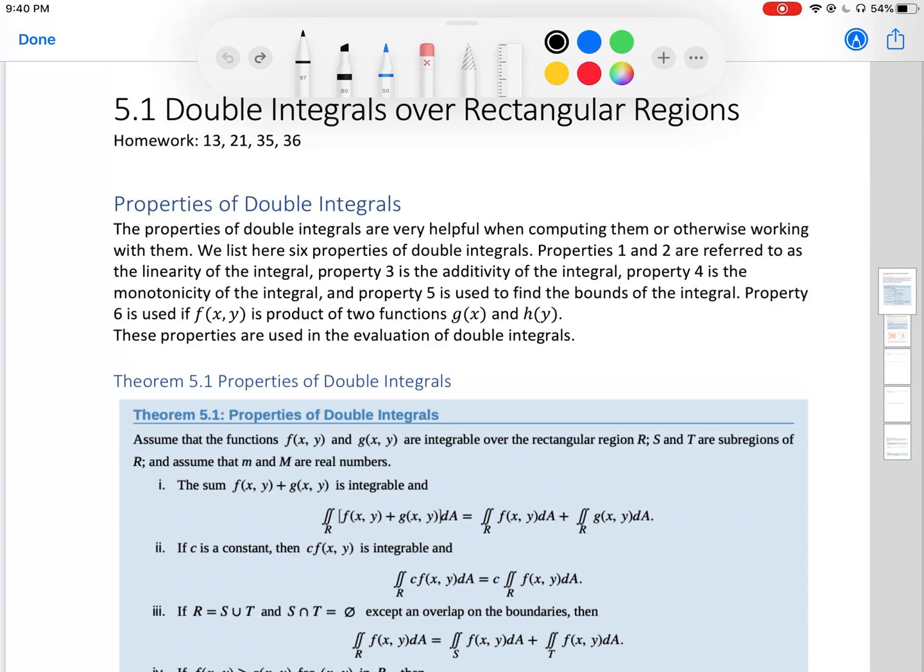Properties of double integrals. The properties of double integrals are very helpful when computing them or otherwise working with them. We list here 6 properties of double integrals.